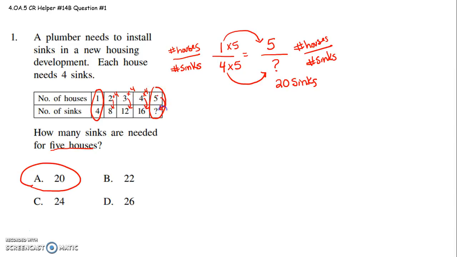How do I get from 5 to my question mark? Well, if I multiply by 4 each time, that means I take 5 and I multiply by 4. Lots of ways to go about this problem.